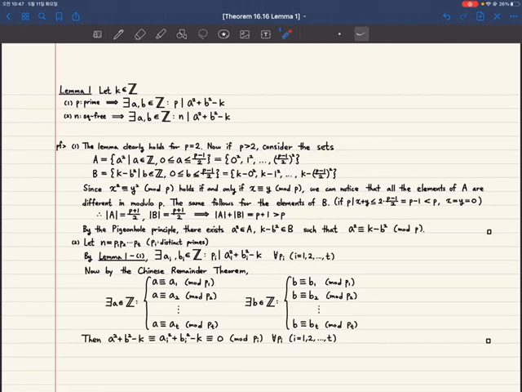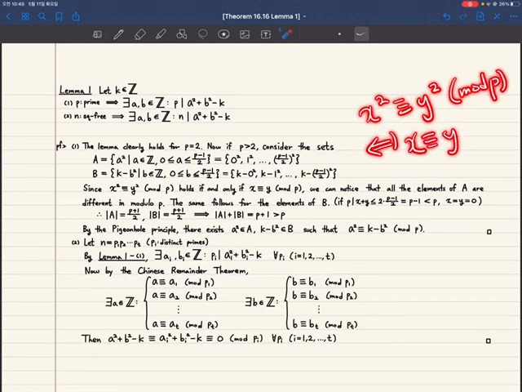Okay, so now we'll prove that all the elements of A are different from each other modulo p, and also that the elements of B are different from each other modulo p. Okay, so let's suppose x squared equals y squared modulo p. So the two elements of A are the same, and then they're exactly identical and cannot be different elements in the set. What I claim is that x squared congruent to y squared modulo p is equivalent to x congruent to y modulo p in set A.